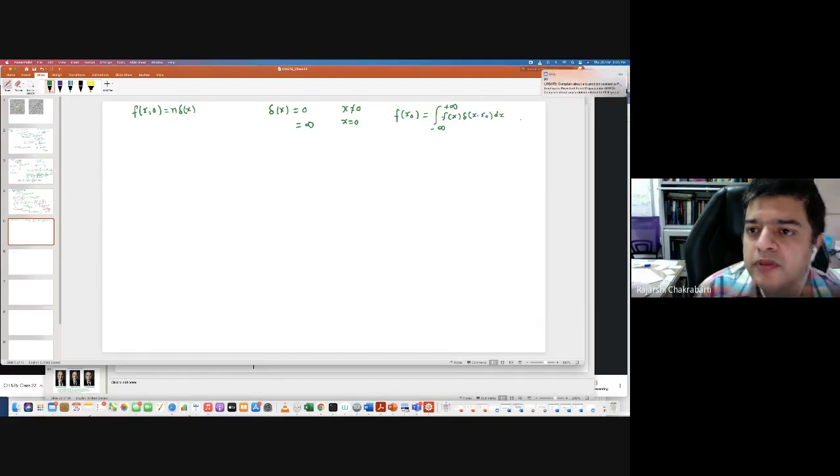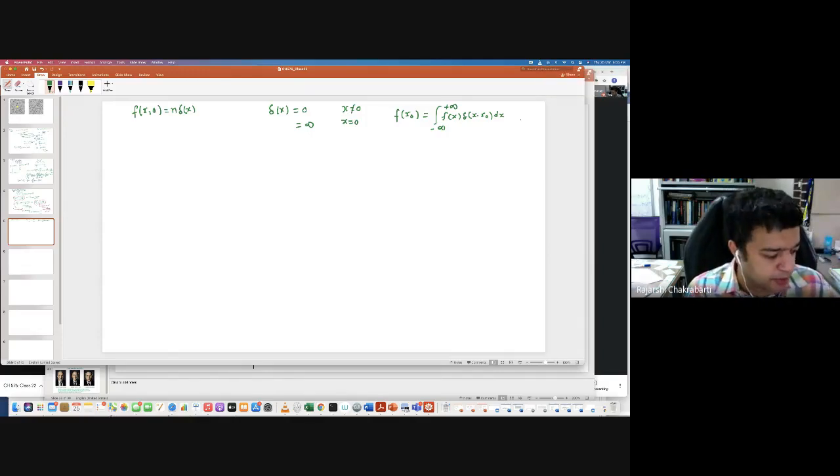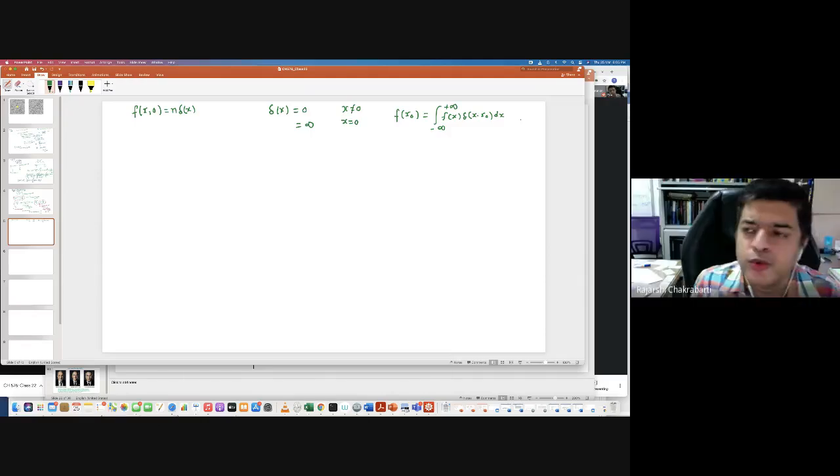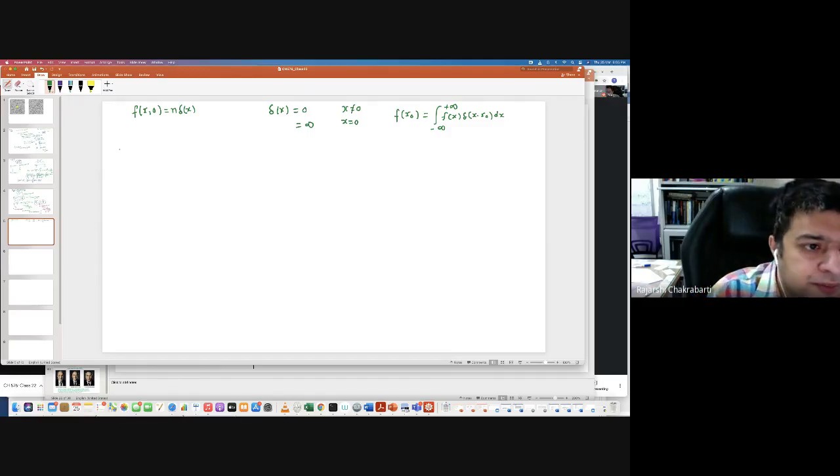You know this. This is a property of a delta function. Is this clear? Yes, sir. Now today we'll make use of what is known as the Fourier representation of the delta function. So let us do it.